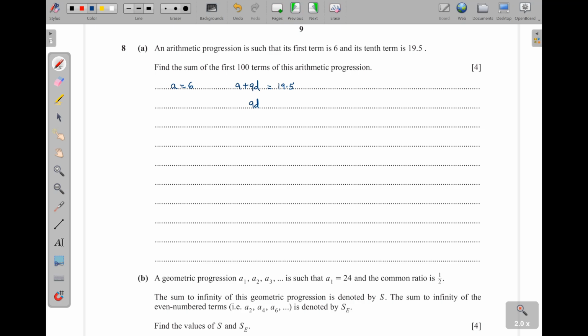So 9D is going to be equal to 19.5. Remember, A is 6. So if I take the 6 to the other side, it will be a minus. And then D is going to be equal to, this one will be 13.5, then divide by 9. Okay? And 13.5 is the same as 9 plus 4.5. So when I divide by 9, this one will give me a 1, then plus this one will be a half, 0.5. So that will be 3 over 2. Okay, simplify to 3 over 2 or 1.5.